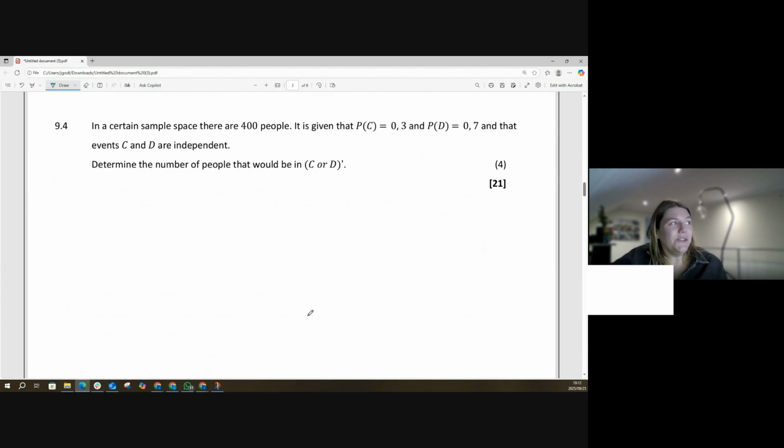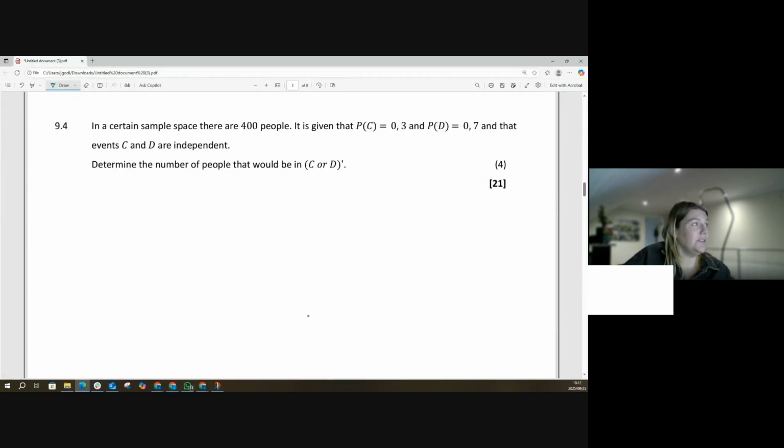In a certain sample space, there are 400 people. It is given that the probability of C is 0.3. The probability of D is 0.7. And the events C and D are independent.